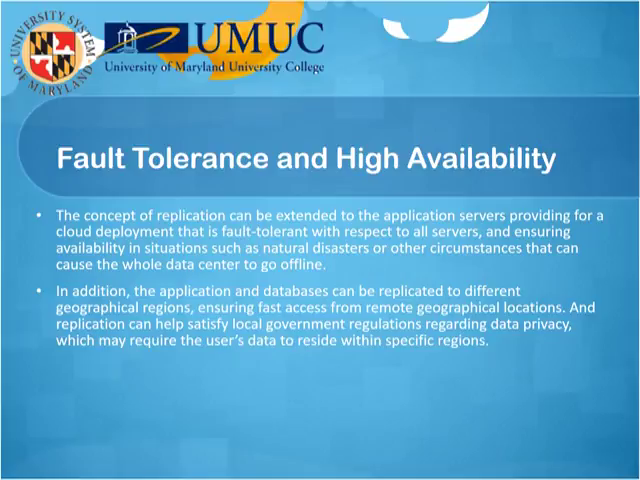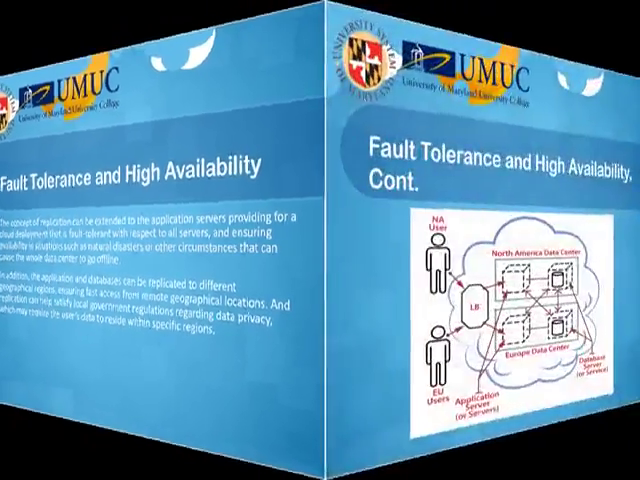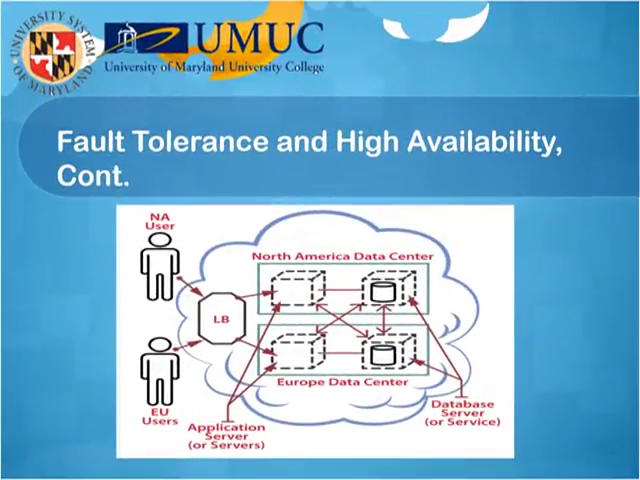In addition, the application and databases can be replicated to different geographical regions, ensuring fast access from remote geographical locations. And replication can help satisfy local government regulations regarding data privacy, which may require the user data to reside within the specific region. See this figure for illustration of fault tolerance and high availability architecture.